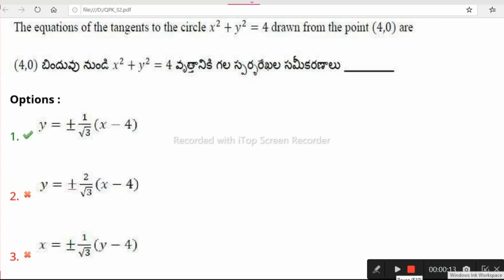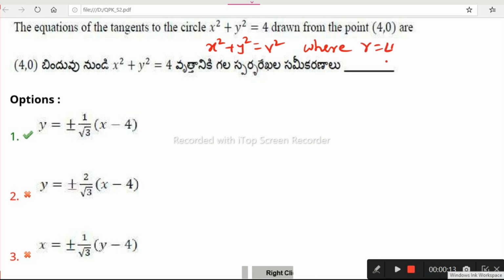Look at this question. What is asked? The equation of tangent to the circle x square plus y square is equal to 4 drawn from the point (4, 0). Equations of tangents to the circle which are drawn from the point (4, 0). So to find out the equations of tangents, first we can understand this circle is in the form x square plus y square equals r square, where r is equal to 4.